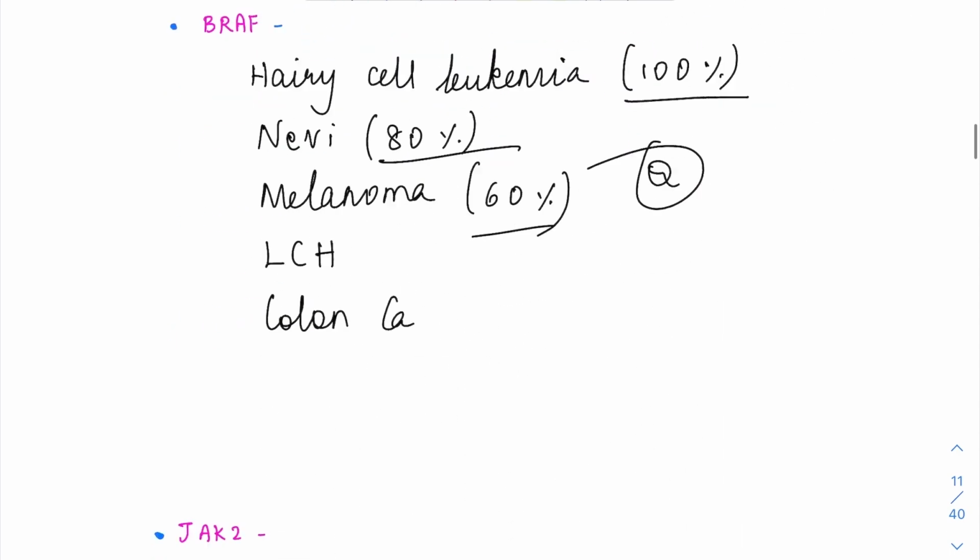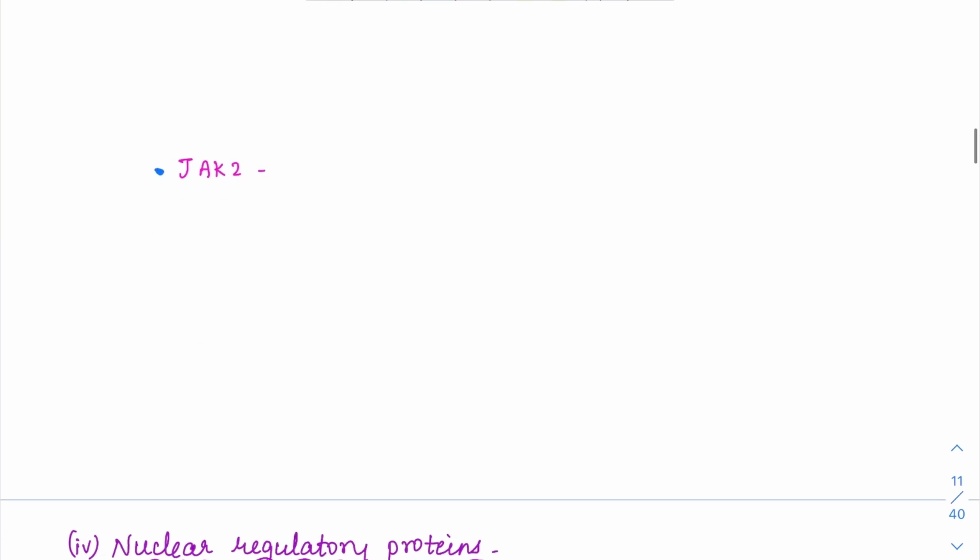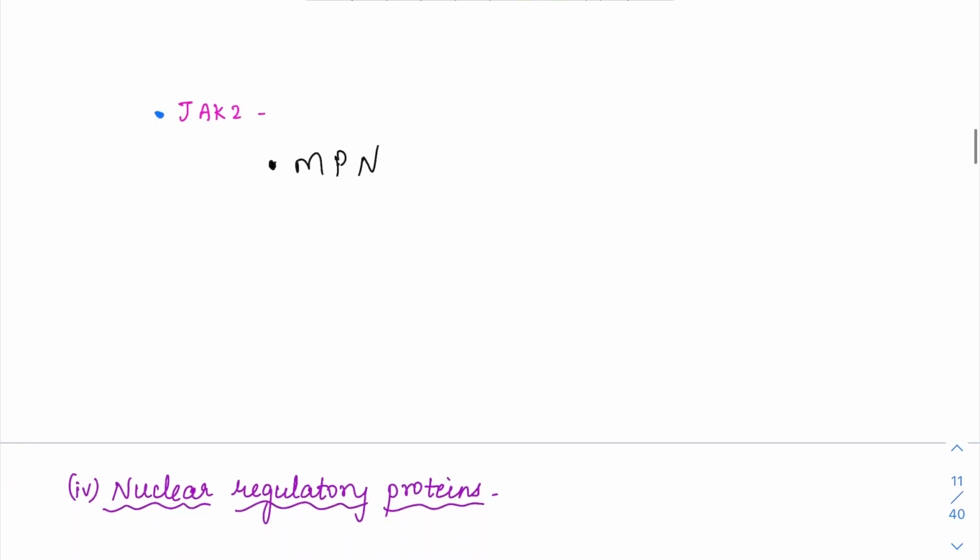Okay. Then the last signal transduction protein is JAK2. So JAK2 gain of function we are seeing. We are seeing it in myeloproliferative neoplasms like polycythemia vera, essential thrombocytosis, and then we are also seeing it in myelofibrosis. So there again we are going to see JAK2 mutations.